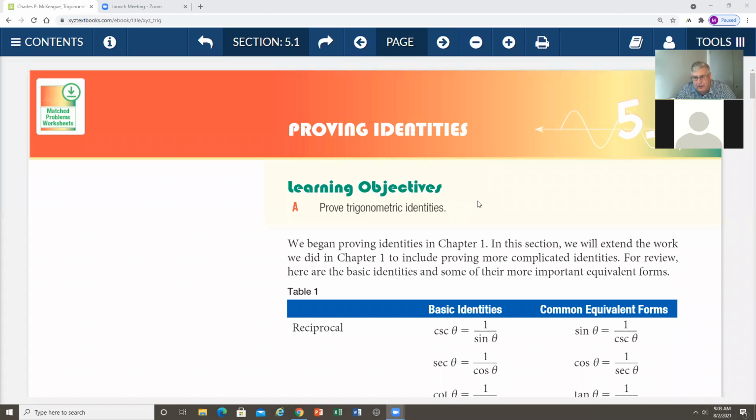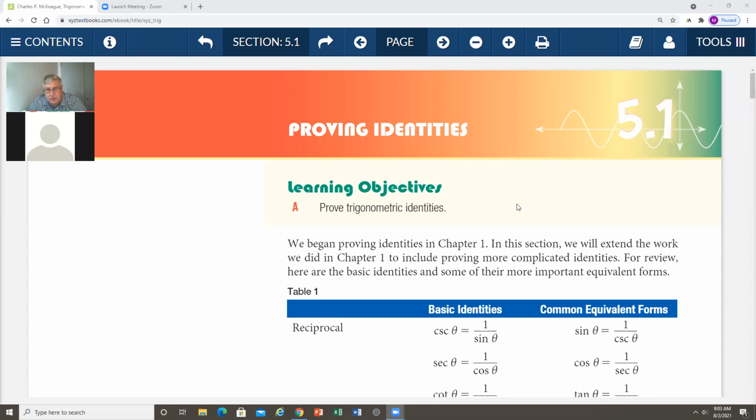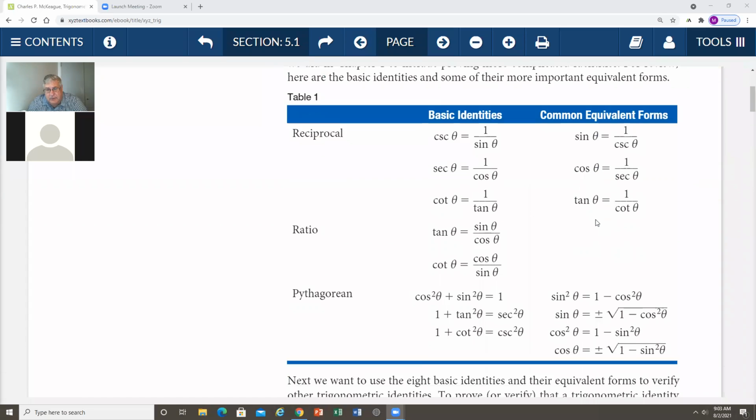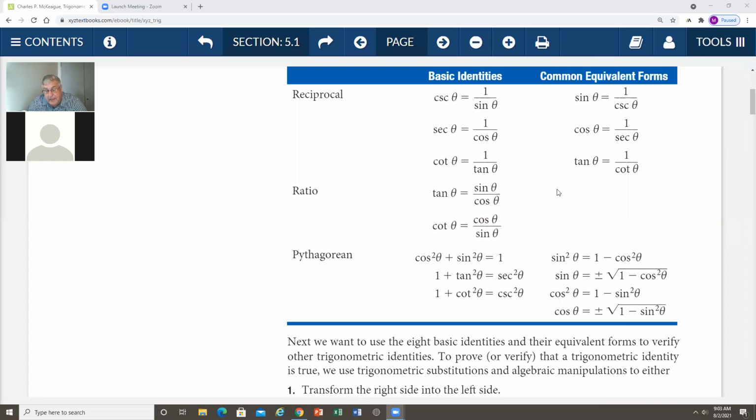So in section 5.1, ladies and gentlemen, we are going to prove identities. This is something that we touched base with a little bit in the past, way back in chapter, I'm trying to remember, was it chapter 1 or 2, way back there? But we are going to formally now show ourselves how to prove that a trigonometric expression is a valid identity. And in order to do so, we have to have at our disposal these valid proven identities.